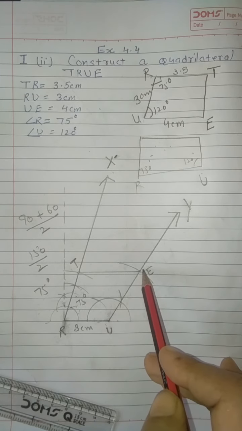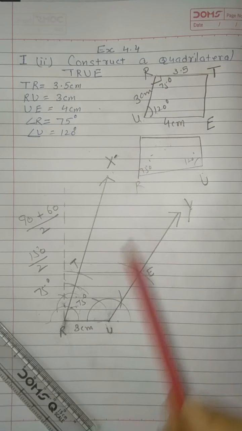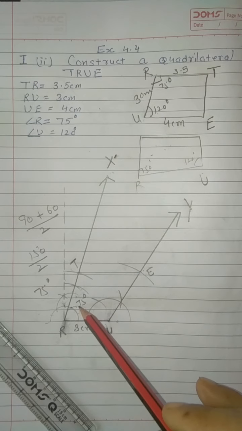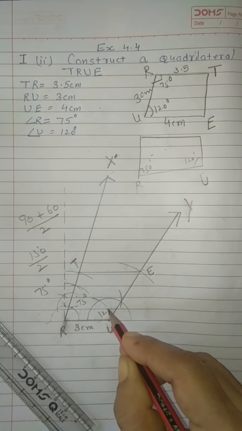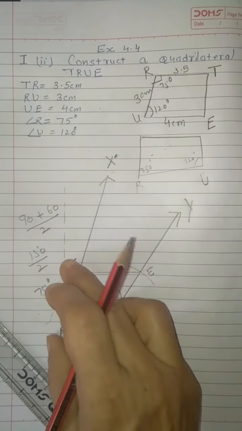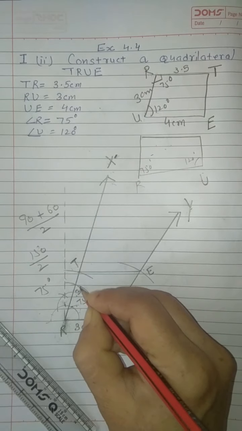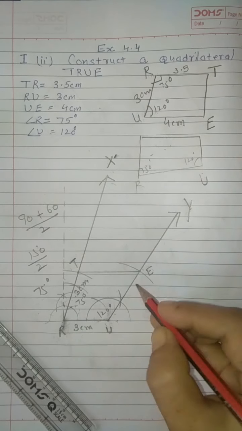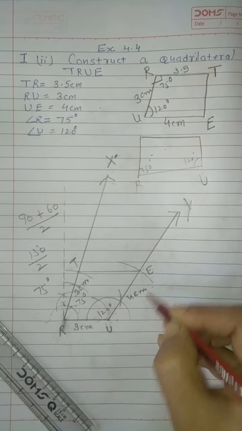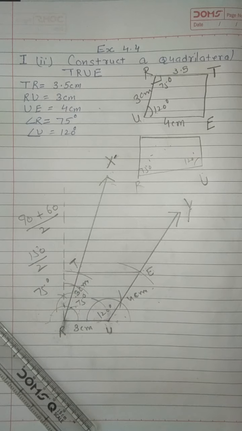Now steps of construction. First, draw RU 3 centimeter. Make angle XRU 75 degree. Third step, make angle YUR 120 degree. Cut RT from the ray RX. How much? It's 3.5 centimeter. Now cut UE from ray UY, 4 centimeter. Join TE. Last step, TRUE is your required quadrilateral. Clear?